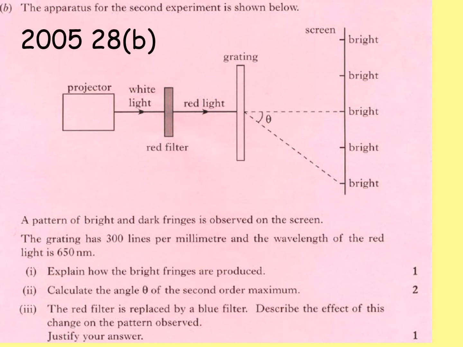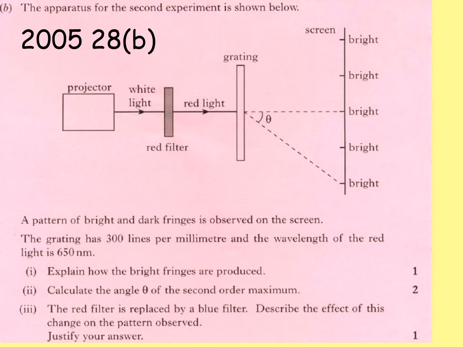2005 question 28b, similar diagram. We have white light passing through a red filter to produce monochromatic red light. This goes through a grating, again producing points on the screen which are bright. A pattern of bright and dark fringes is observed on the screen. The grating has 300 lines per millimeter, and the wavelength of the red light is 650 nanometers.